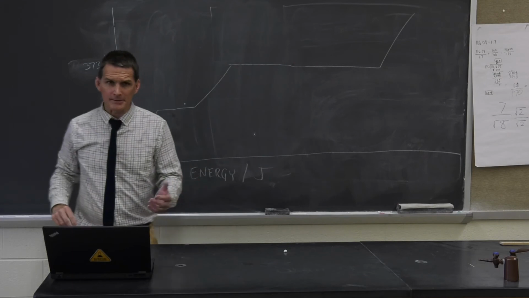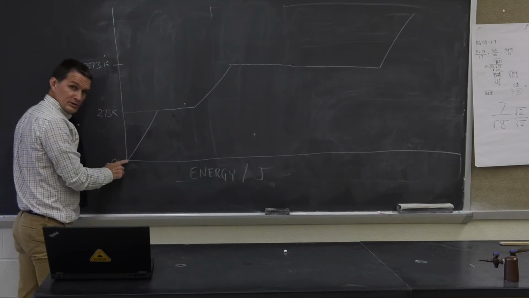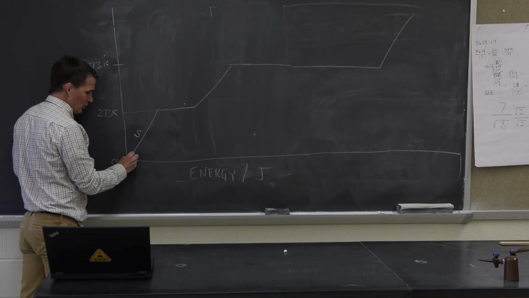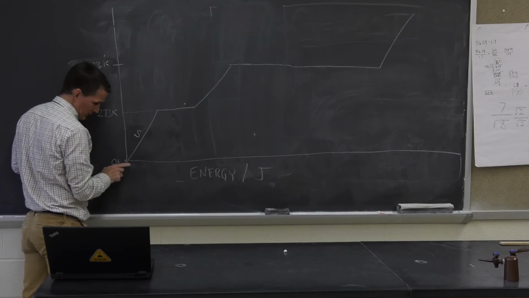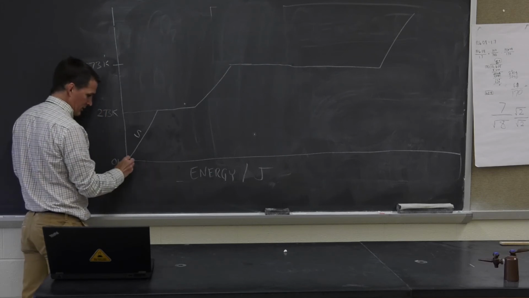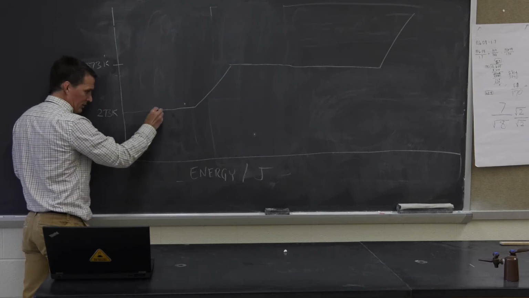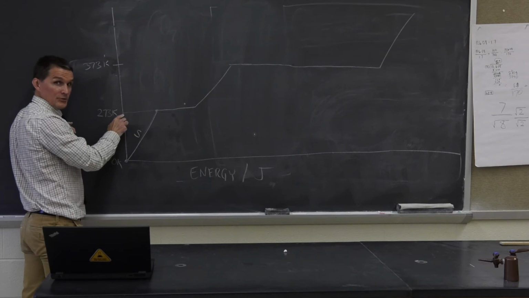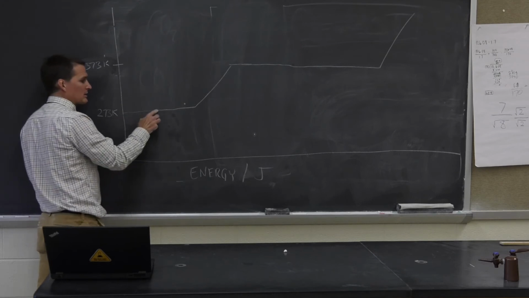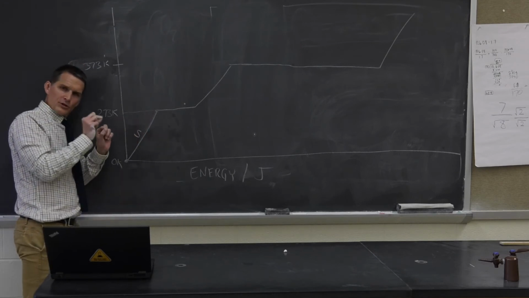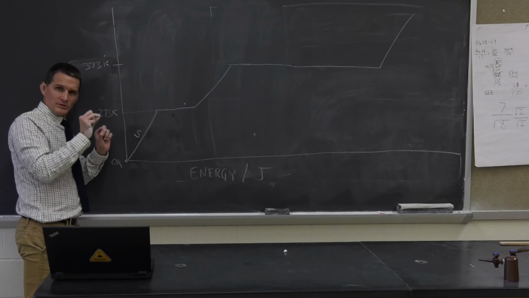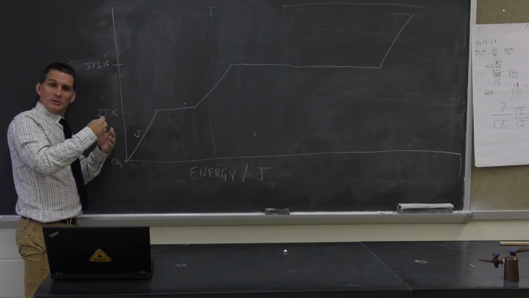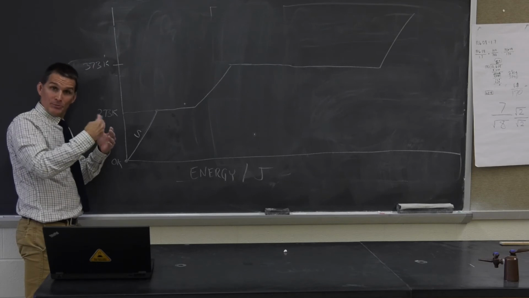So what's happening here? Well, of course, we start as a solid. As we continue to warm the solid, we add energy and the temperature goes up. And at this point right here, we're at the melting point. And so at this point, the very first drop of liquid forms. And as you continue to add energy, the block of ice continues to melt.